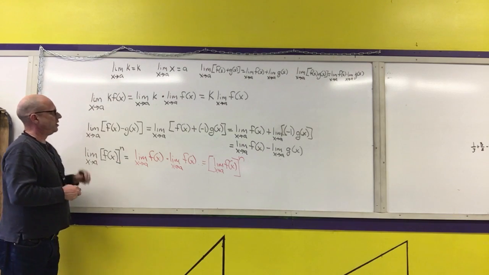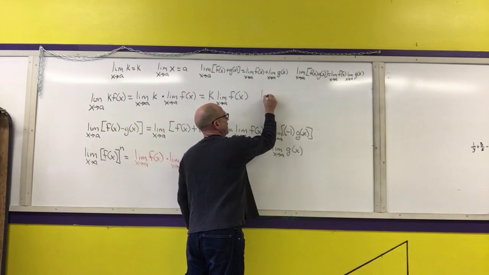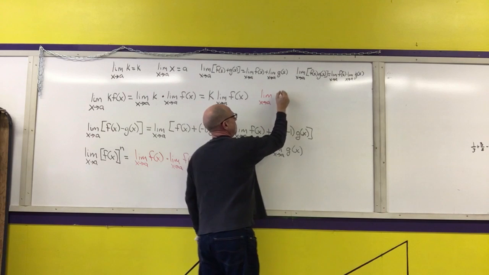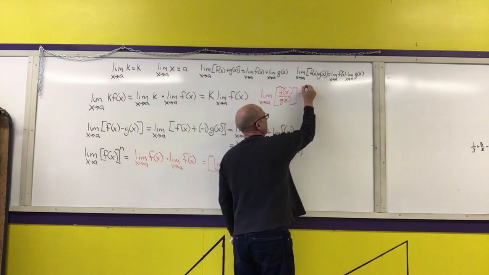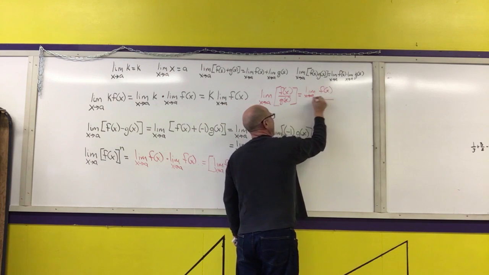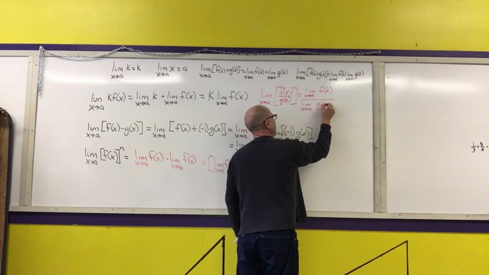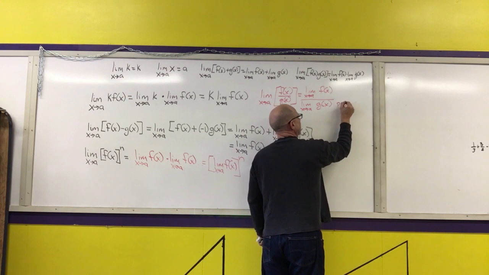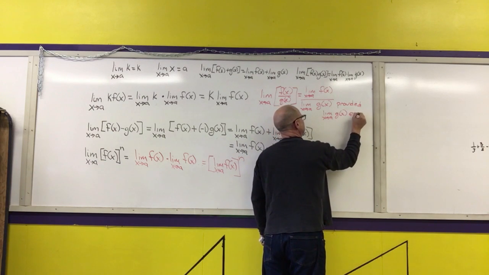One mathematical operation that I did not put up here is the limit of a quotient. For example, the limit as x approaches a of f of x over g of x. Well, the actual answer to that is the limit as x approaches a of f of x divided by the limit as x approaches a of g of x, provided that the limit as x approaches a of g of x exists.